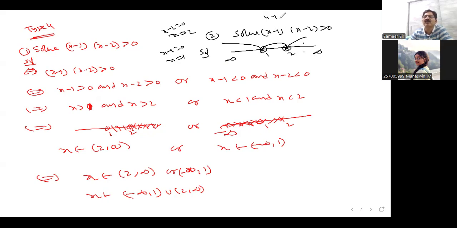What happened? 4 minus 1, 4 minus 2 now. This is 3, this is 2. 2 3s are 6. 6 is greater than 0 or not? Yes, it's satisfied. Or otherwise you remember like this: greater than is there, you start with yes. You can say this area is yes, yes followed by what now? No. No followed by yes. So what is your answer? X belongs to minus infinity to 1 open union 2 to infinity. Is that clear, Manaswini garu?